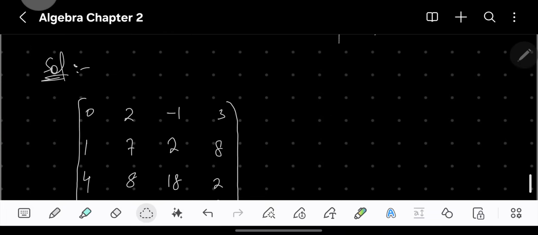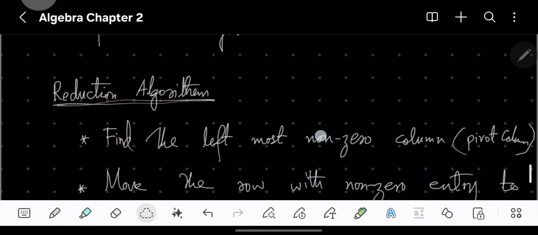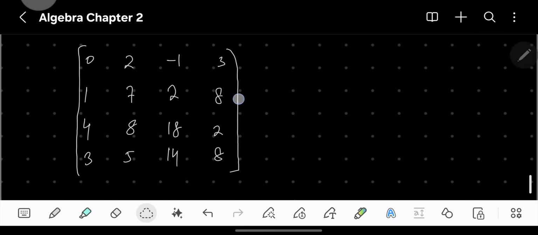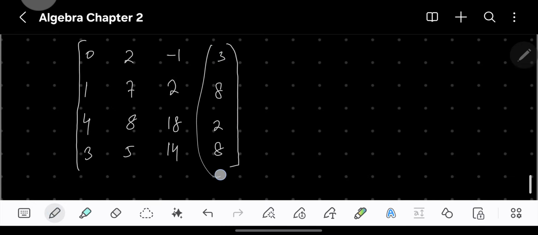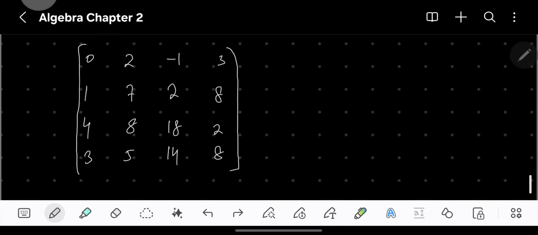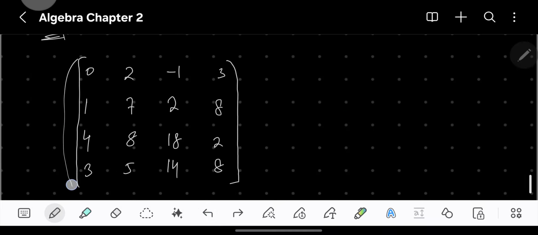All right, now let's look at the algorithm. The first step is to find the leftmost non-zero column. Okay, let's do the first step. What is the leftmost non-zero column? So you have this column, this column, this column, this column. Which one is the leftmost non-zero column? This is the non-zero column because all entries are not 0. Some of them can be 0, but still this column is non-zero. So I have found the leftmost non-zero column, which is this one.